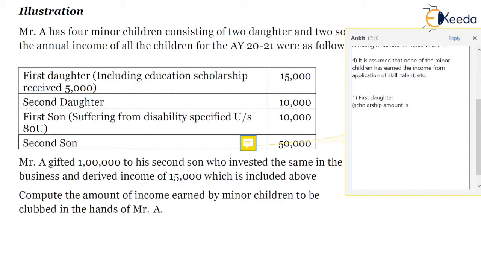Scholarship amount is exempt under section 10, correct? So 10,000 will be taxable, less exemption under section 10(32), correct? Under 10(32), this limit is available for each and every child. The taxable amount is 8,500.